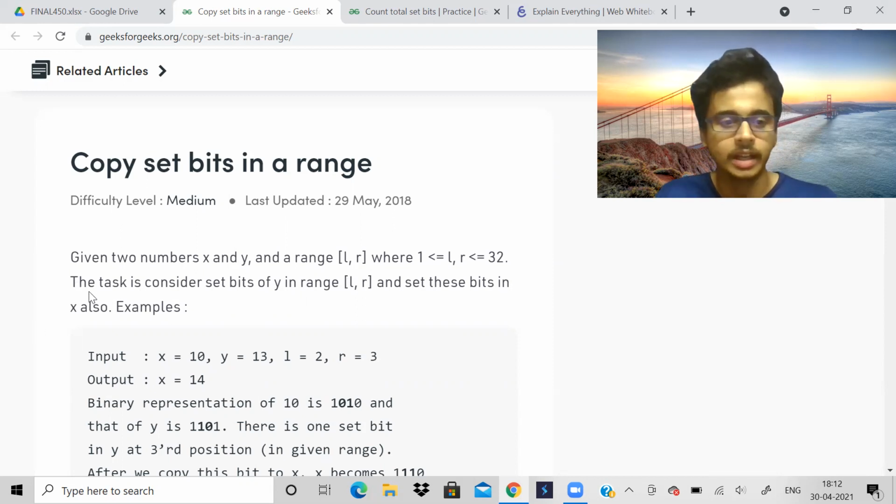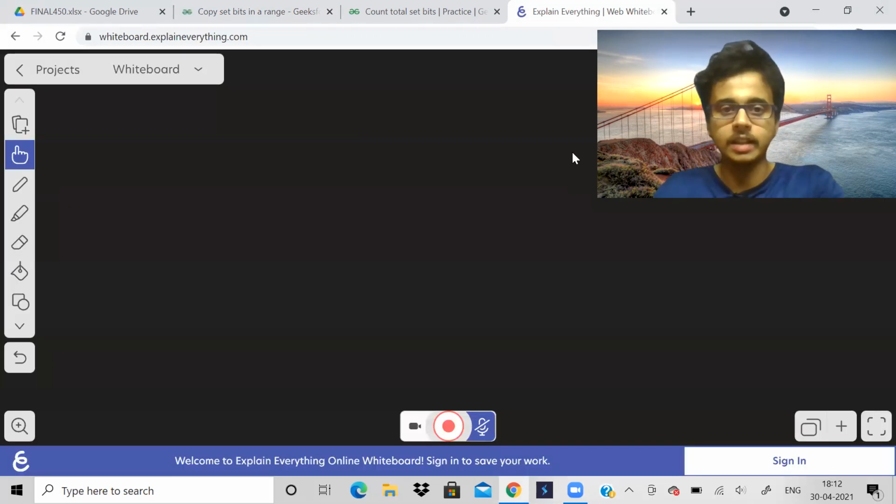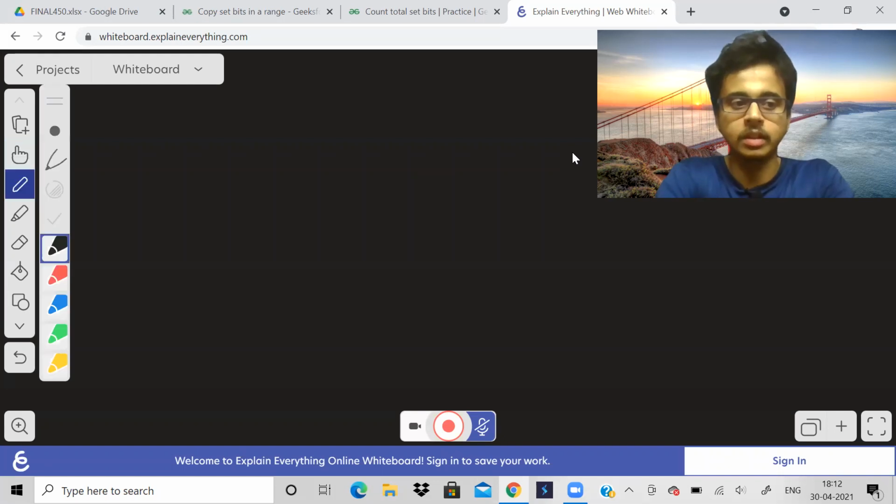The English is not correct here. Basically, what they're saying is, in this number y, whichever bit is set, like if you represent y in the binary form, and from the position L to R, whichever bits are set in the binary representation of y, set those corresponding bits in binary representation of x, and finally output x in decimal form. So let us understand the problem with an example.